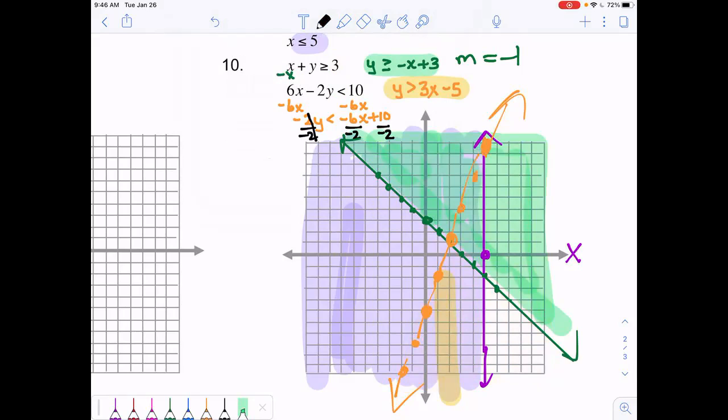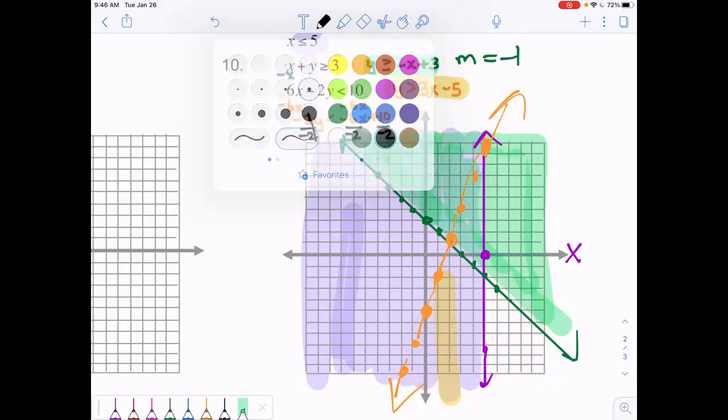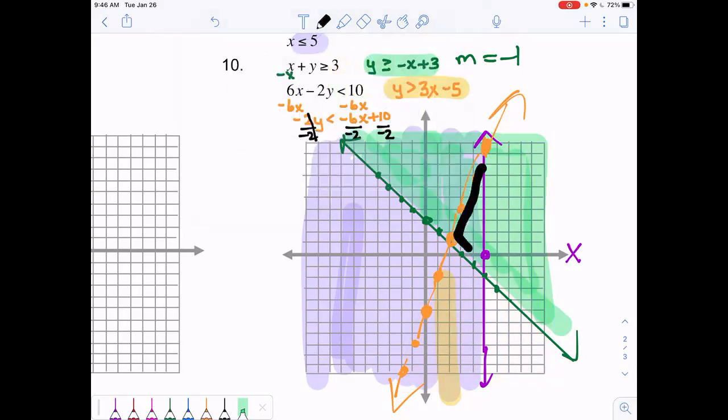Whoa, that's way too big. Didn't need one that big. There we go. This area right here is where our solution, all 3 colors are overlapping. It's a triangle.